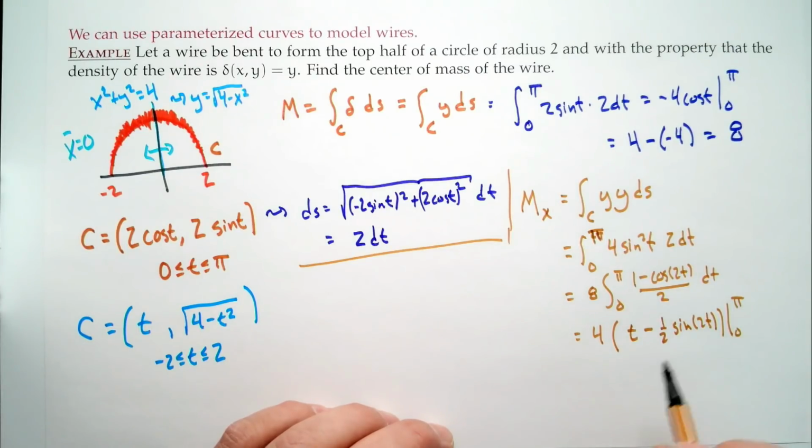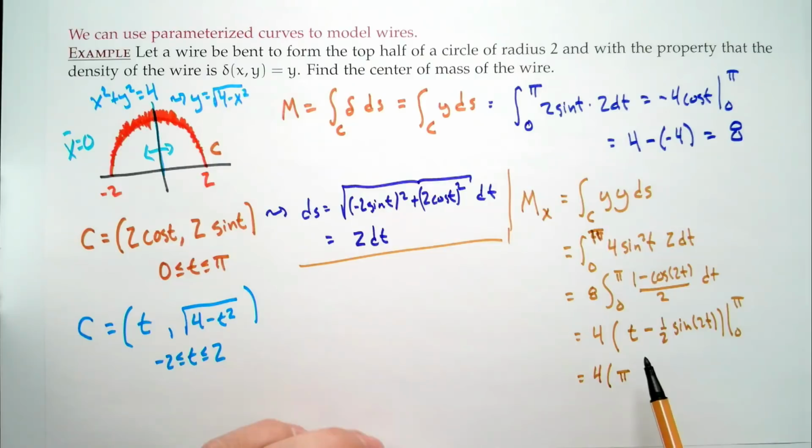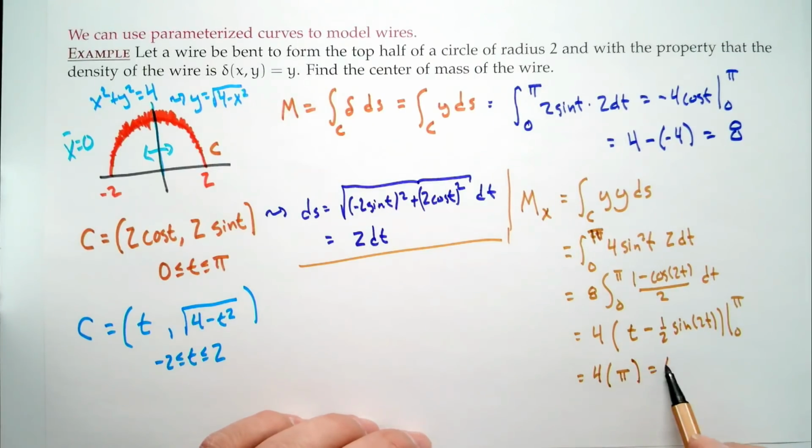And if we plug in pi, we get 4 times pi, then minus 1/2 times sine of 2 pi. That's 0. And then plug in 0. We get 0. So we end up with 4 pi. All right. Now, is that our answer? No, but we're getting close. Really close.